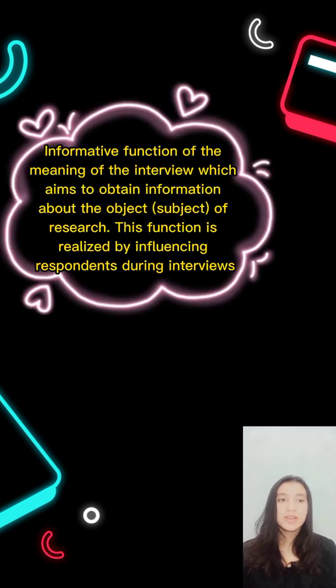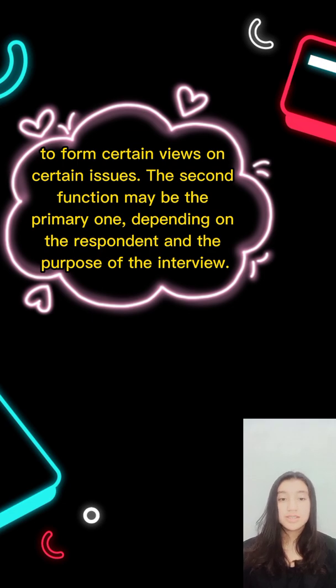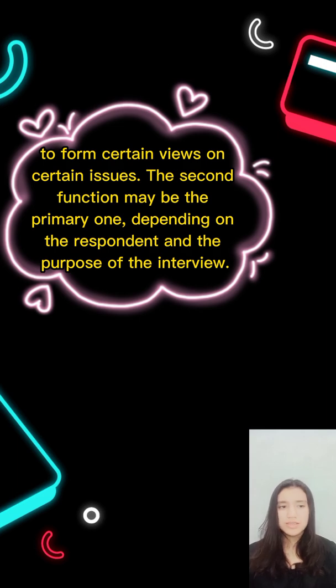Interview function. The informative function of the interview aims to obtain information about the object or subject of research. The second function is realized by influencing respondents during interviews to form certain views on certain issues. This second function may be the primary one, depending on the respondent and the purpose of the interview. For example, by examining the orientation of youth in the field of leisure time, a person can at the same time shape his attitude towards certain bad habits.